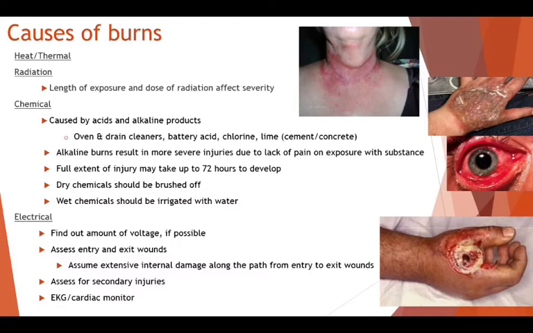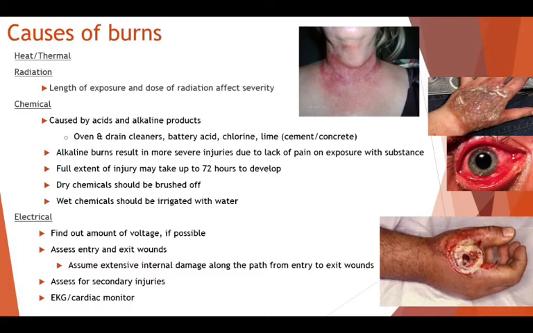But what we're looking for is the path of electricity, because as electricity goes through the body, there's a high risk that it hits the heart somewhere along the line, and there are extensive burns internally from entry to exit wounds.